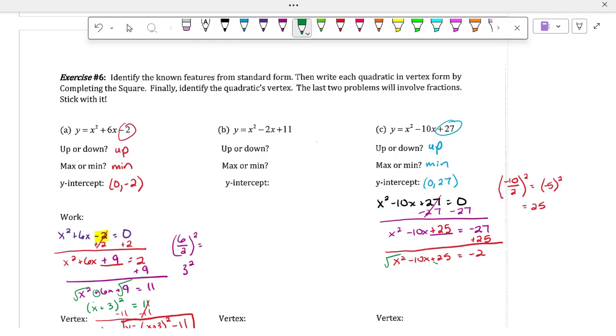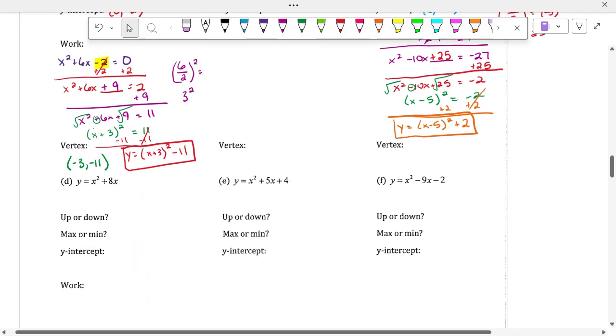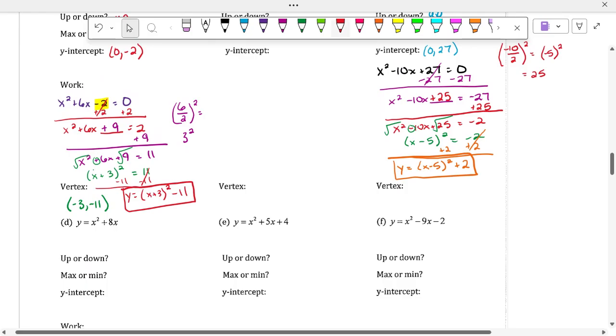Factor it. So take the square root of the first and last, keep the sign of the second. So this is x minus 5 squared is equal to negative 2. And then finally, add the 2 back over, set the whole thing equal to y. So y is equal to x minus 5 squared plus 2. And that's what I got in vertex form. So my vertex would be 5, 2.